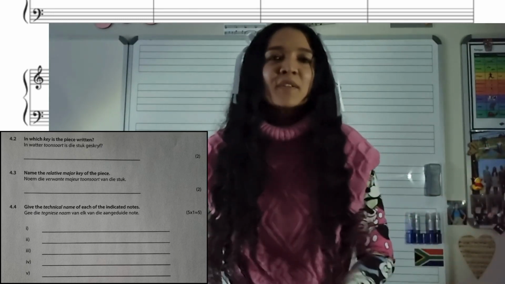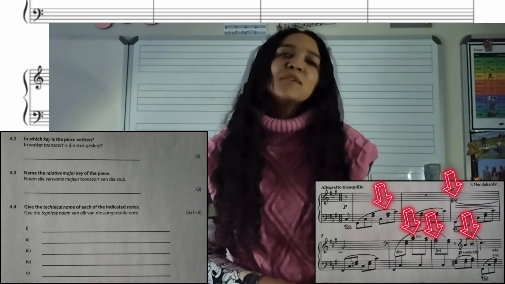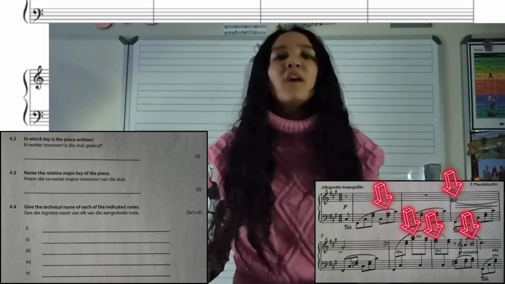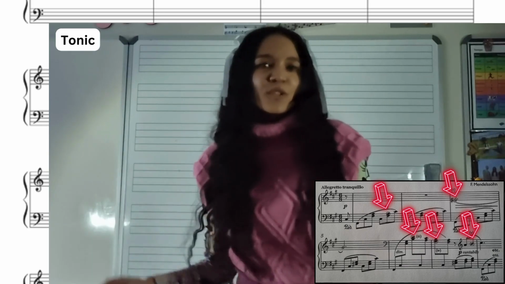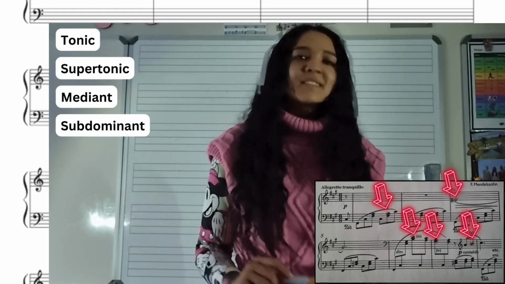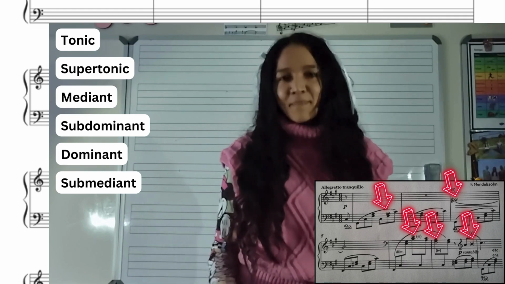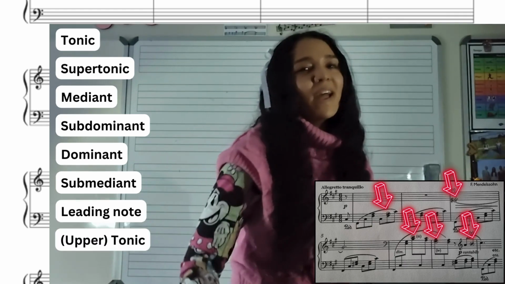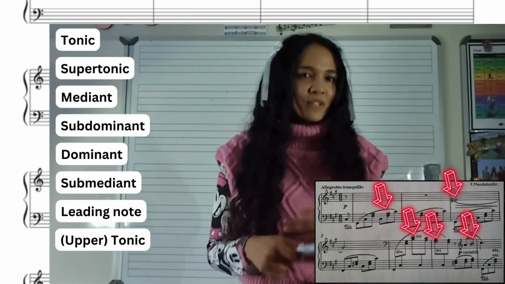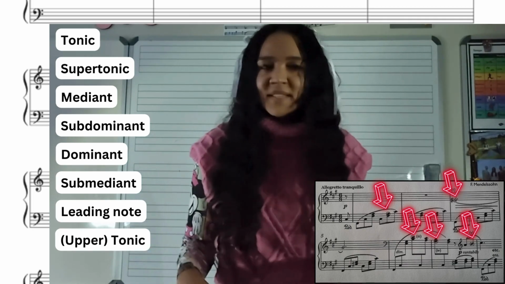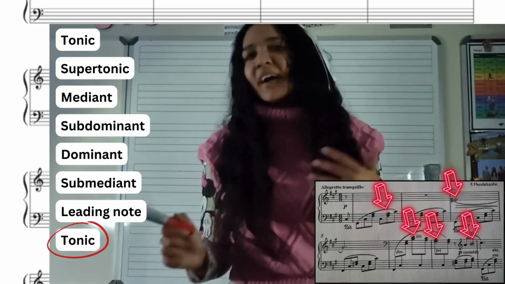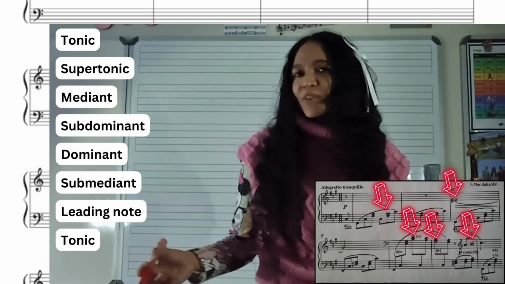Then we need to go ahead and give the technical names for the notes they have circled, and they do give it to us in baby Roman numeral letters, and we by now need to know all of our technical names. So tonic, supertonic, mediant, subdominant, dominant, submediant, leading note, and then tonic once more. So when we do see a higher tonic, we can just go ahead and say tonic, or we can say upper tonic. We would get our marks either way, but tonic is enough, because it's just a tonic.